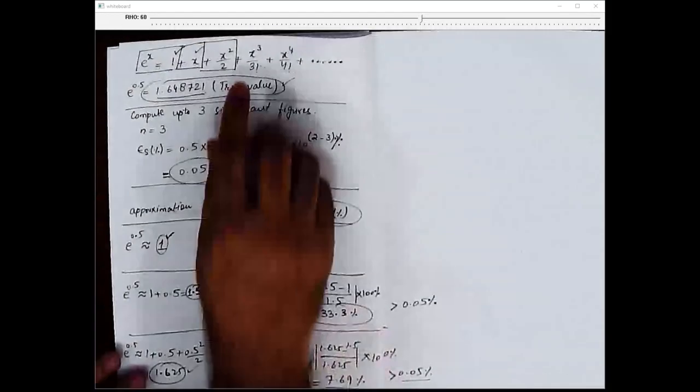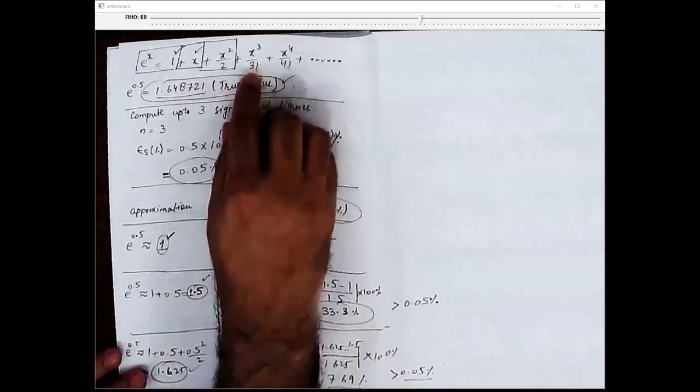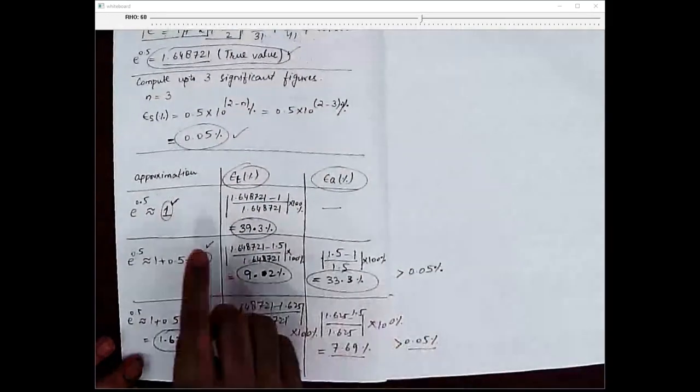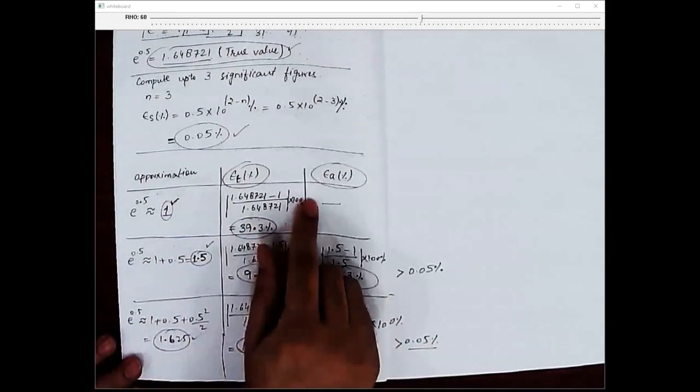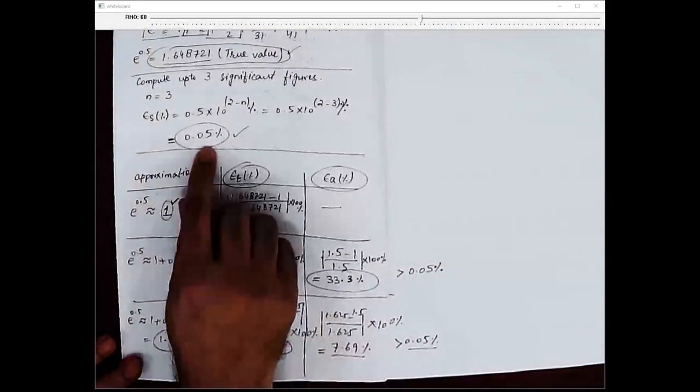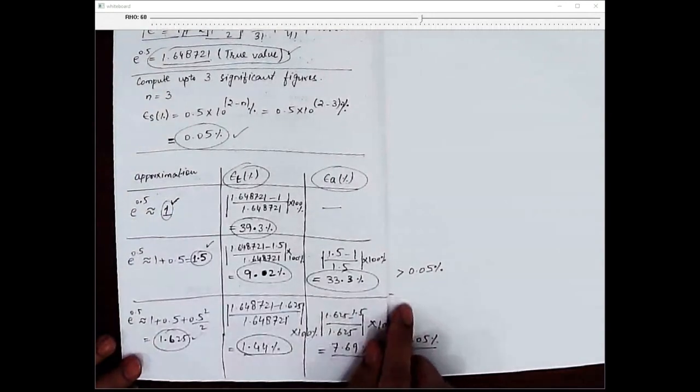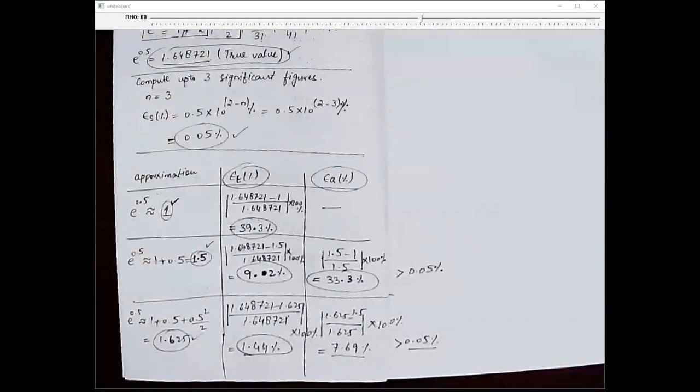How should I repeat? I add one more term and do the same thing. Every time I take one term, compute ET, compute EA, then compare EA with the threshold I have. If it is greater, I should continue doing the same thing. Let me show you the results of all this on the slides, because it is now time to wrap up.